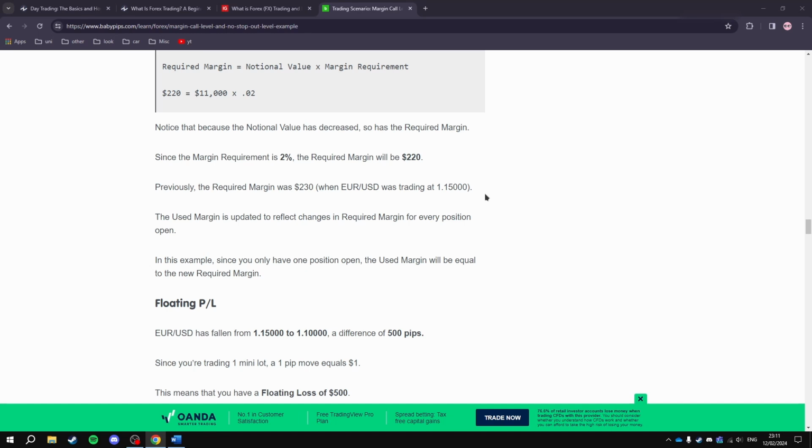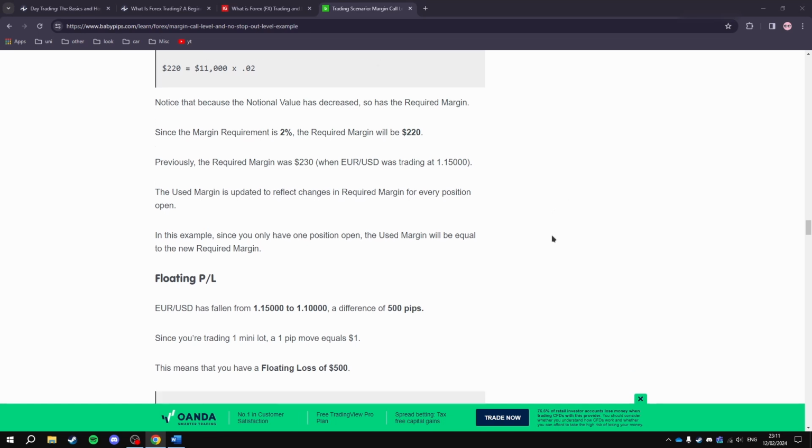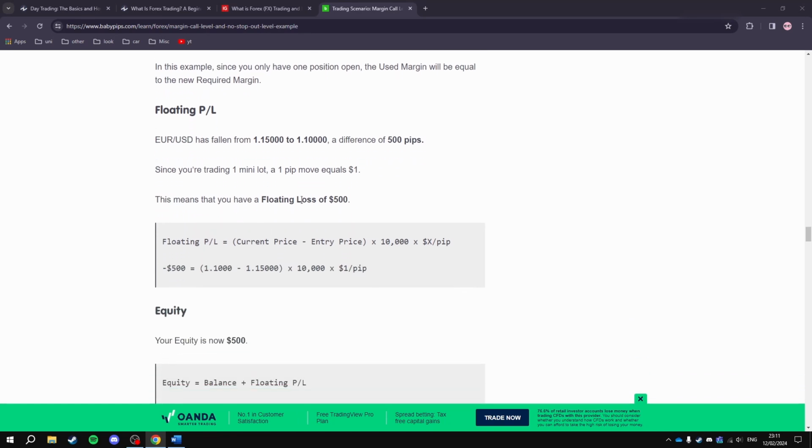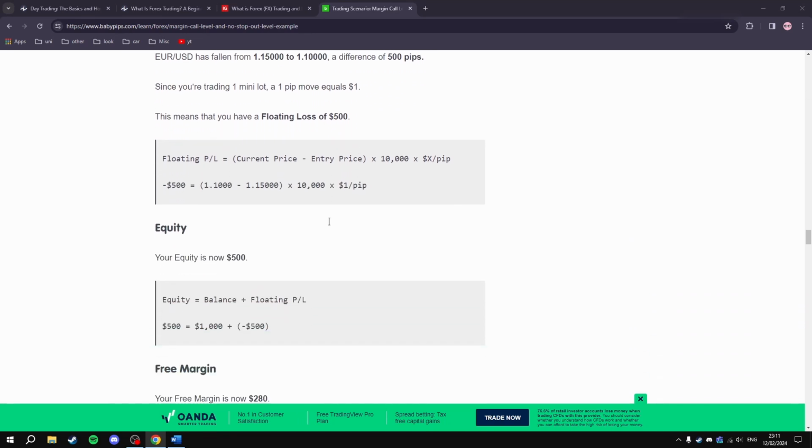Floating profit/loss. EUR/USD has fallen from 1.15 to 1.1, a difference of 500 pips. Since you're trading one mini lot, a 1 pip move equals $1. This means that you have a floating loss of $500.